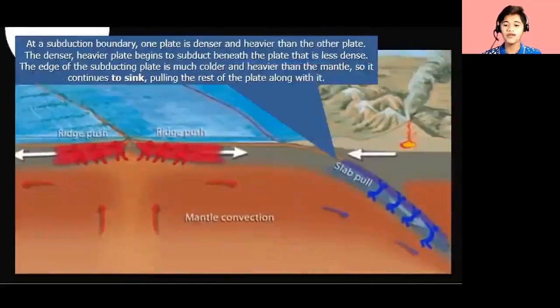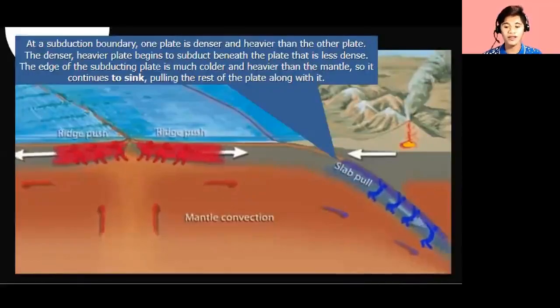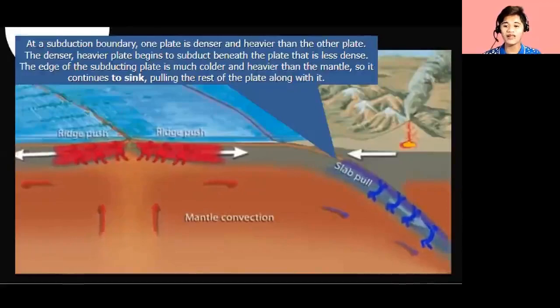Moreover, another important force that we can notice in the illustration is at a subduction boundary. One plate is denser and heavier than the other plate. The denser, heavier plate begins to subduct beneath the plate that is less dense. The edge of the subducting plate is much older and heavier than the mantle, so it continues to sink, pulling the rest of the plate along with it. Scientists call this a convection cell or convective flow.